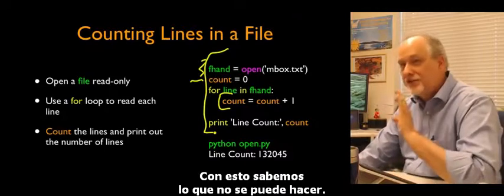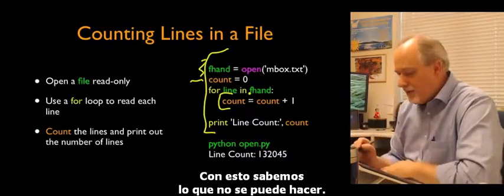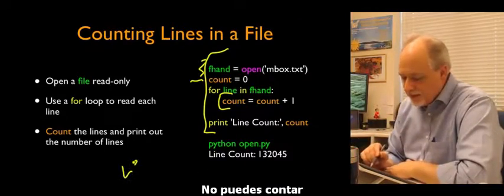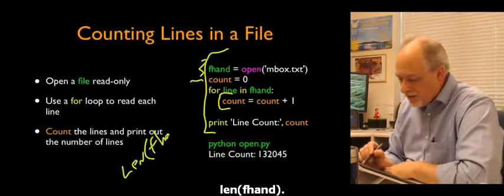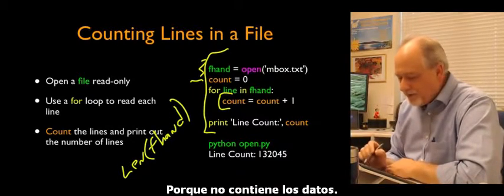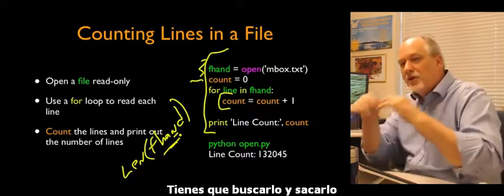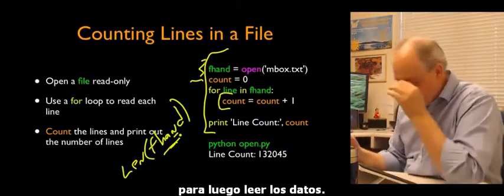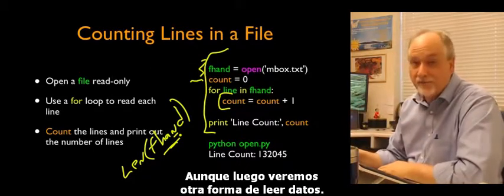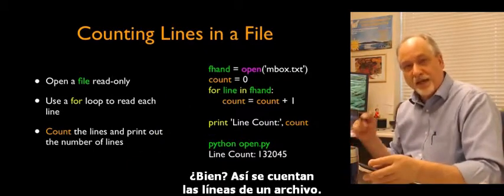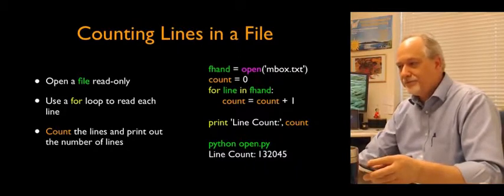Now what you can't do, and this gives you a sense of it, is you can't say len of fhand. That's because this isn't really the data. You have to pull it and read it to get the data out of it, although we'll see another way of reading it later. So that's counting the lines in a file.